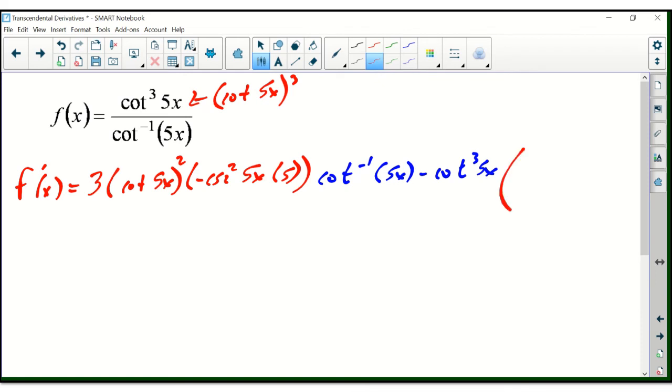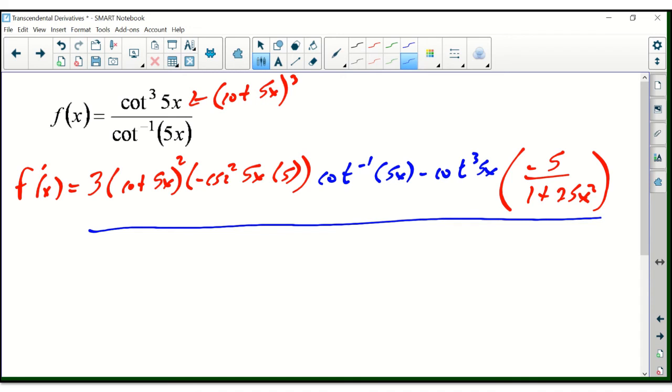The denominator is inverse trig, so inverse cotangent. The rule for inverse cotangent is negative du over 1 plus u squared. So there's your 1 plus u squared. And then all of this would get divided by the denominator squared. So there's our quotient rule using some transcendentals. I had to use chain rule first, and then I had to use my derivative of cotan, and then I had to do derivative of inverse cotan over here to get my derivative of the denominator.